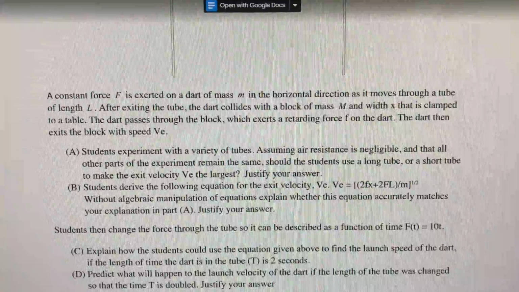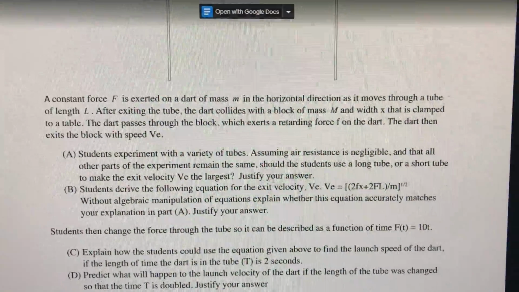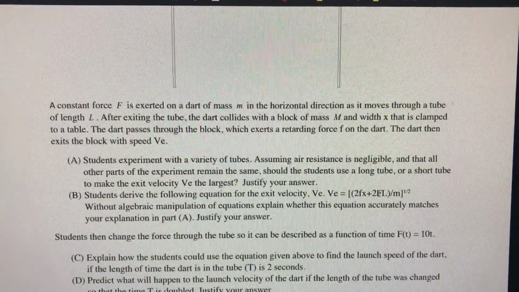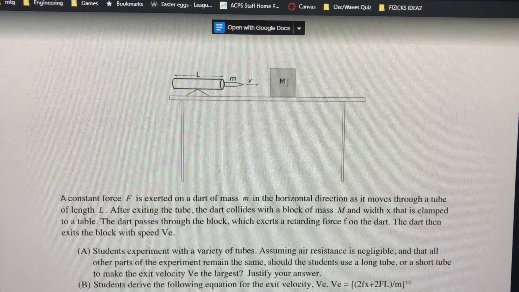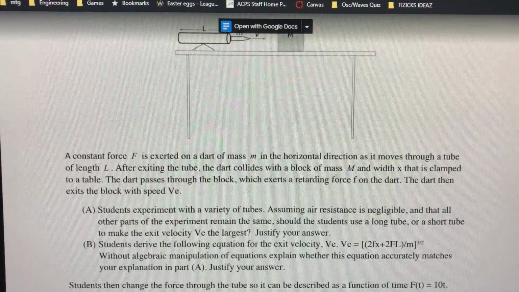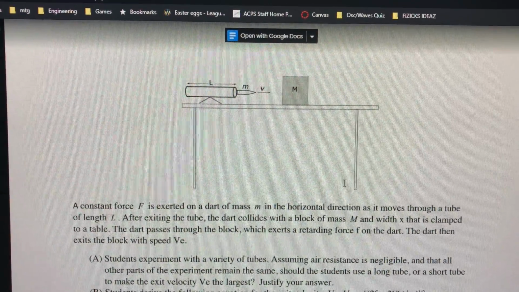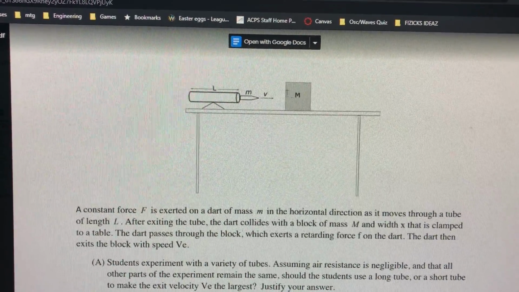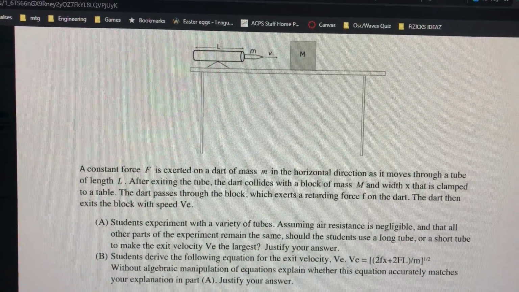B, they derived this equation. Does this make sense? So we said longer tube is better. And my hint for this was, look at the directions of the forces. This F, big F, exerted on the dart while it's in the tube, that's a positive force going to the right. We'll call to the right positive. Seems to make sense here. The retarding force f resisting the motion of the dart as it passes through the block, that little f is negative. It's going back to the left. It's opposing the motion, trying to slow it down as it goes through the block. So, big F is positive, little f is negative.